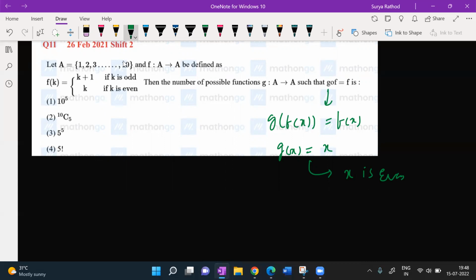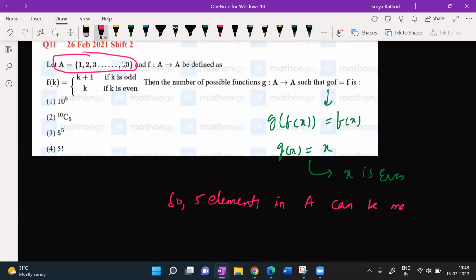Guys, look at this here. Tell me how many elements of A can be mapped to any of the 10 elements. Look at this here, 1 to 10. Set A is given. X is even. How many even numbers will be there? 5. So can I say 5 elements in set A can be mapped to any of the 10 elements?